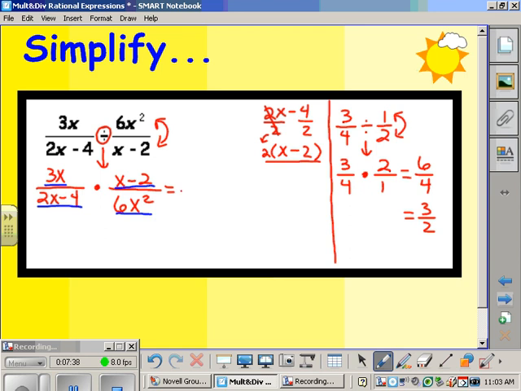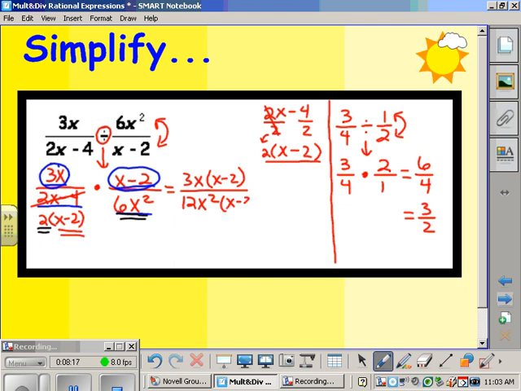So what we're going to do is blend the numerator together. We're going to put the 3x next to the x minus 2. And that's our numerator. Now in the denominator, the 2x minus 4, when we factored it, changed to 2 times x minus 2. Now we have two monomials, the 2 and the 6x squared. So you can just multiply the 2 and 6 together, and you'll have 12x squared for your monomial in the denominator. And then slide over the binomial x minus 2.